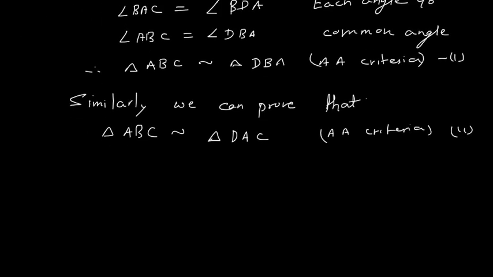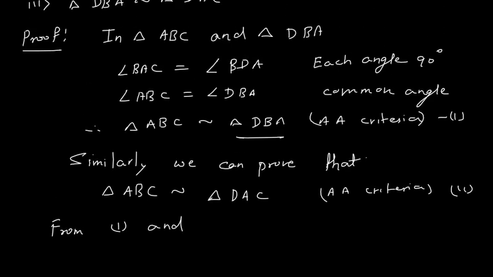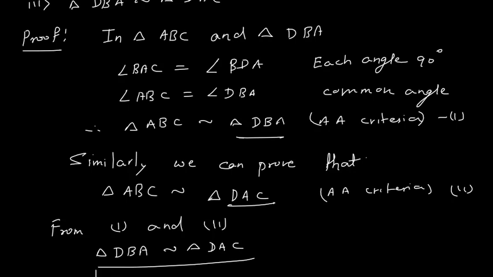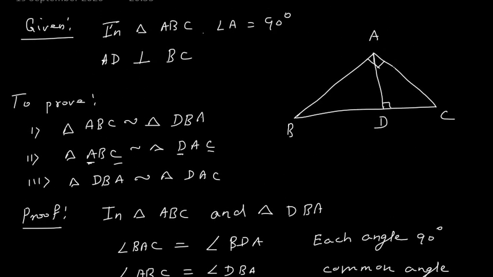Now from 1 and 2 I can say that this triangle DBA is similar to ABC and this triangle DAC is similar to ABC. So from 1 and 2 I will say that triangle DBA is similar to triangle DAC. Right. So you have understood that in a right angle triangle, if I draw a perpendicular from right angle to the hypotenuse, then each triangle is similar to triangle ABC and these two triangles are similar to each other.